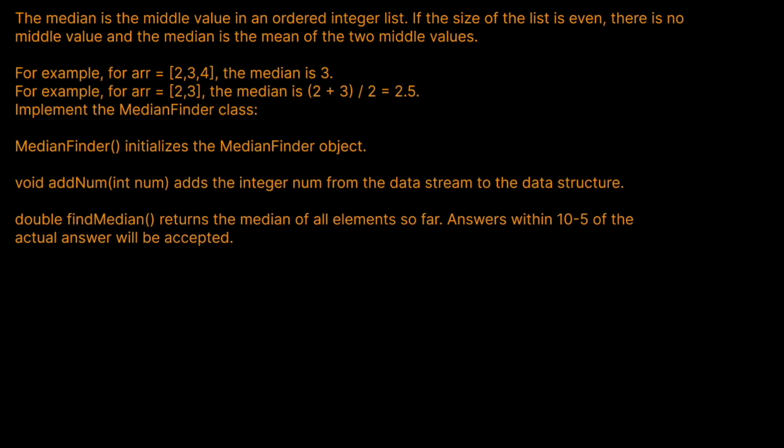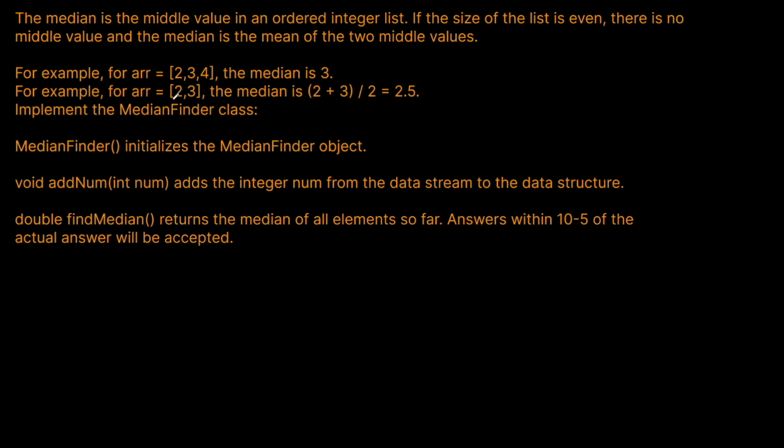Today we're going to be solving Leetcode problem 295, Find Median from Data Stream. The median is the middle value of an ordered integer list. If the size of the list is even, there is no middle value, and the median is the mean of the two middle values. For example, for array 2, 3, 4, the median is 3. For example, for array 2, 3, the median is (2 + 3) / 2 = 2.5.